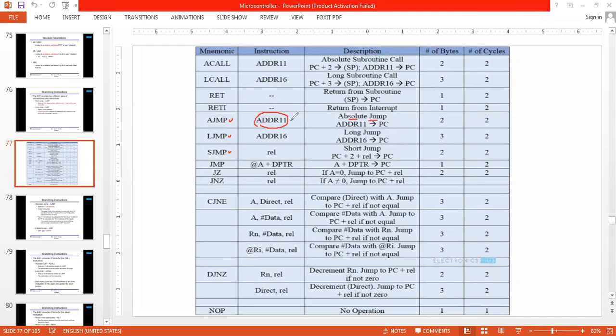So if I write any address, that means 2 raised to 11. What is 2 raised to 11? It is 2 kilobytes. How much will I get? 1024 doubled is 2048. 2 raised to 11 is equal to 2048. Yes or no?